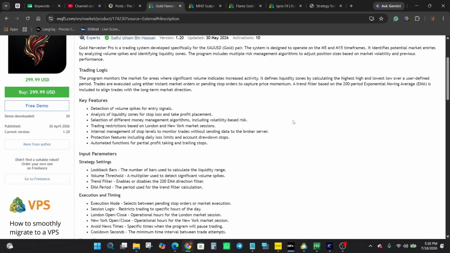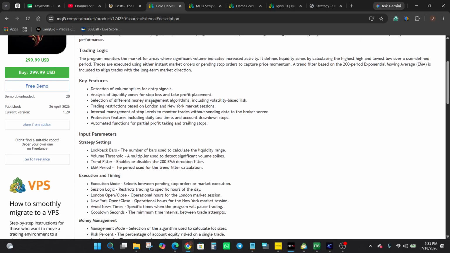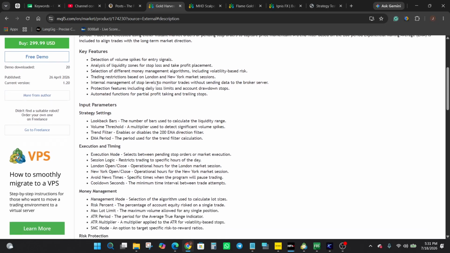So going through the key features, this includes volume spike detection for entries, liquidity zone based stop loss and take profit placement. It's a choice of money management algorithms, including volatility based sizing and trading restrictions tied to the London and New York sessions. It also uses internally managed stop loss levels, rather than sending them to the broker server, along with daily loss limits, account drawdown stops, and automated partial profit taking and trailing stops.